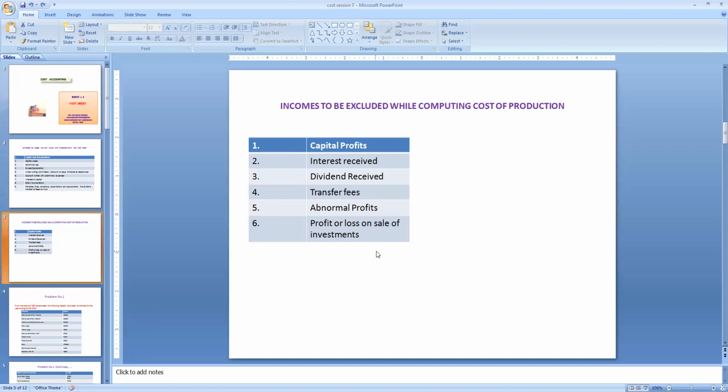And the next one is some of the incomes which have to be excluded while computing the cost of production. One is capital profits, interest received, dividend received, transfer fees, abnormal profits, or profit or loss on the sale of investment. Because these are all items which relate to the financial aspect, for the calculation of the cost sheet they should not be considered.